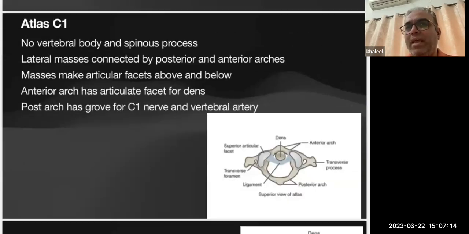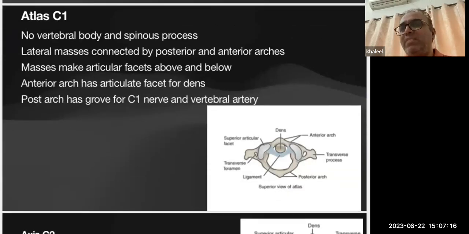So as I told earlier, C1 and C2 have unique characteristics. C1 does not have a vertebral body and spinous process. Actually, it has the lateral masses, which make joints with the occiput and the C2. It has an anterior arch, and the posterior surface of the anterior arch is connected with the C2, which is the axis.